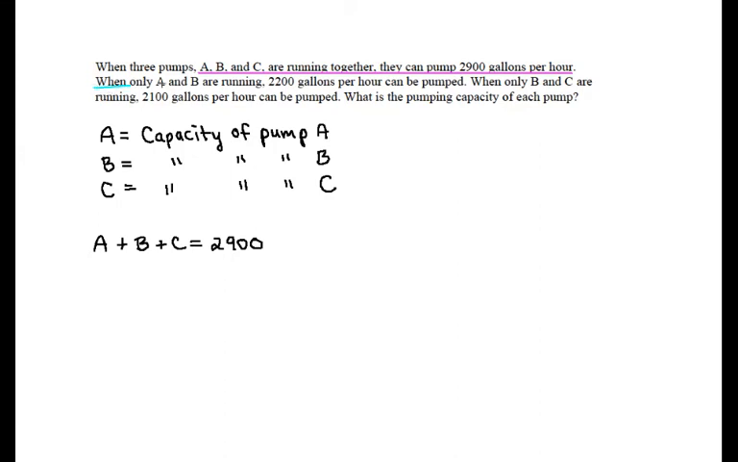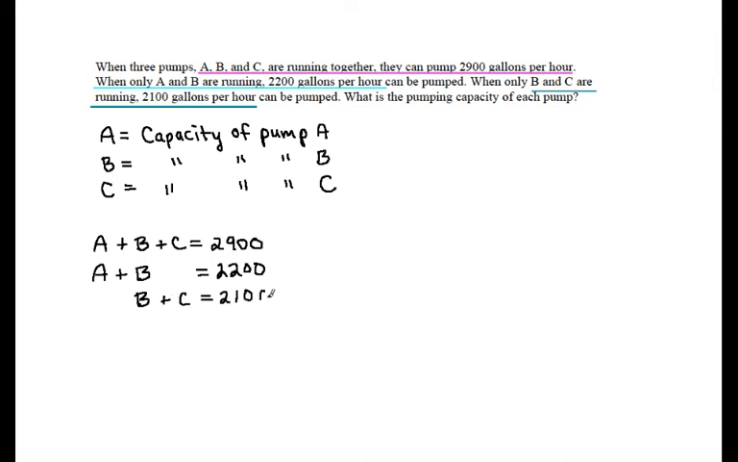If only A and B are running, we get 2,200 gallons per hour capacity. So that tells me that we would add the pumping capacities of A and B to get 2,200. And finally, only B and C, we get 2,100 gallons per hour. So the equations get more and more obvious as we continue. So B plus C is equal to 2,100.